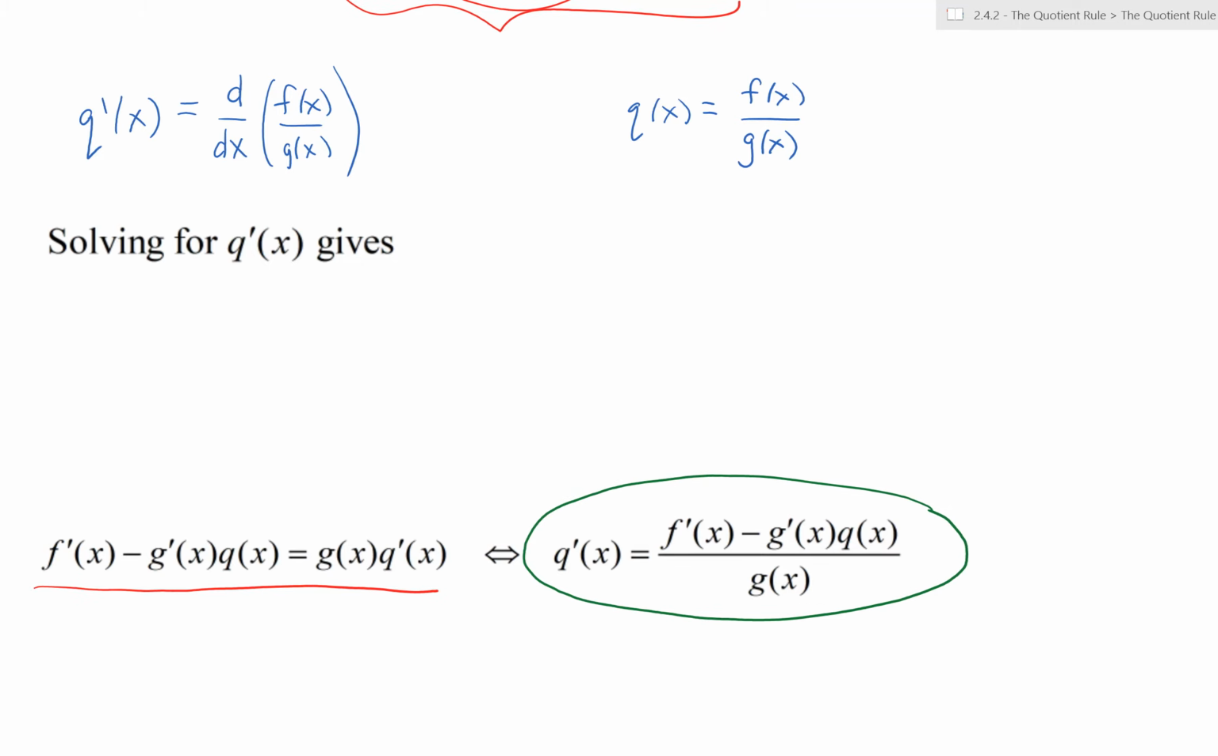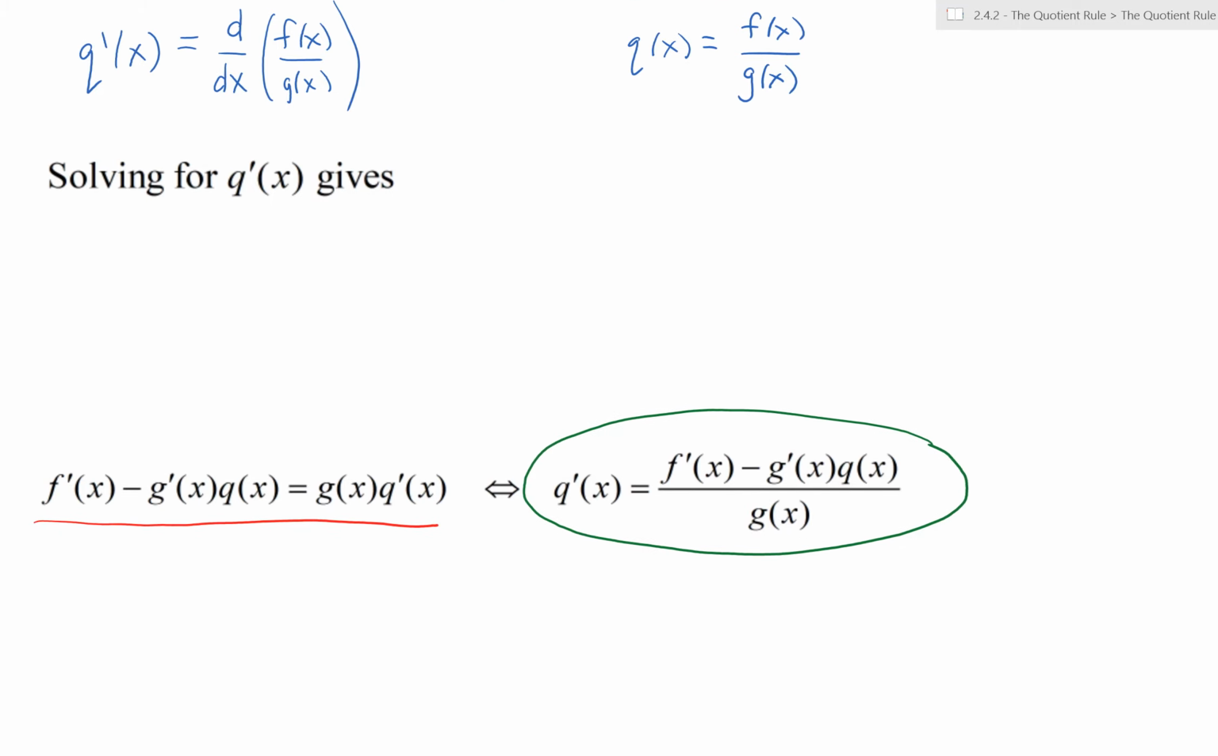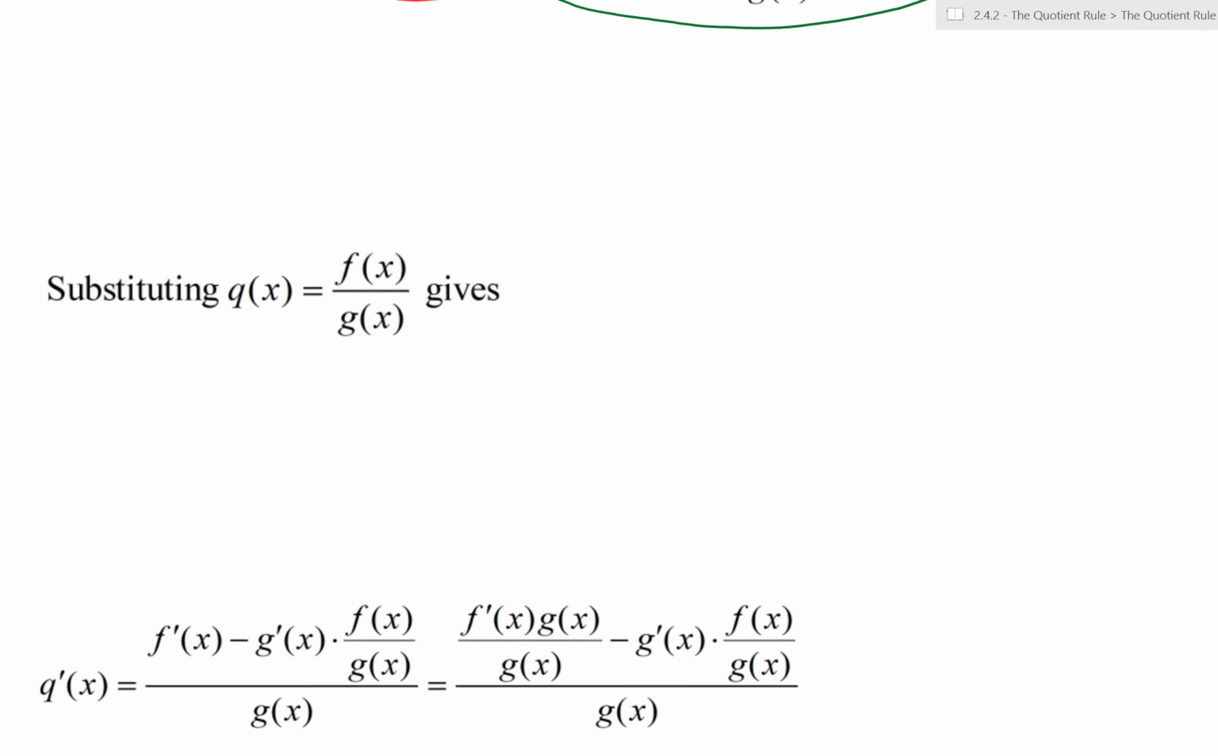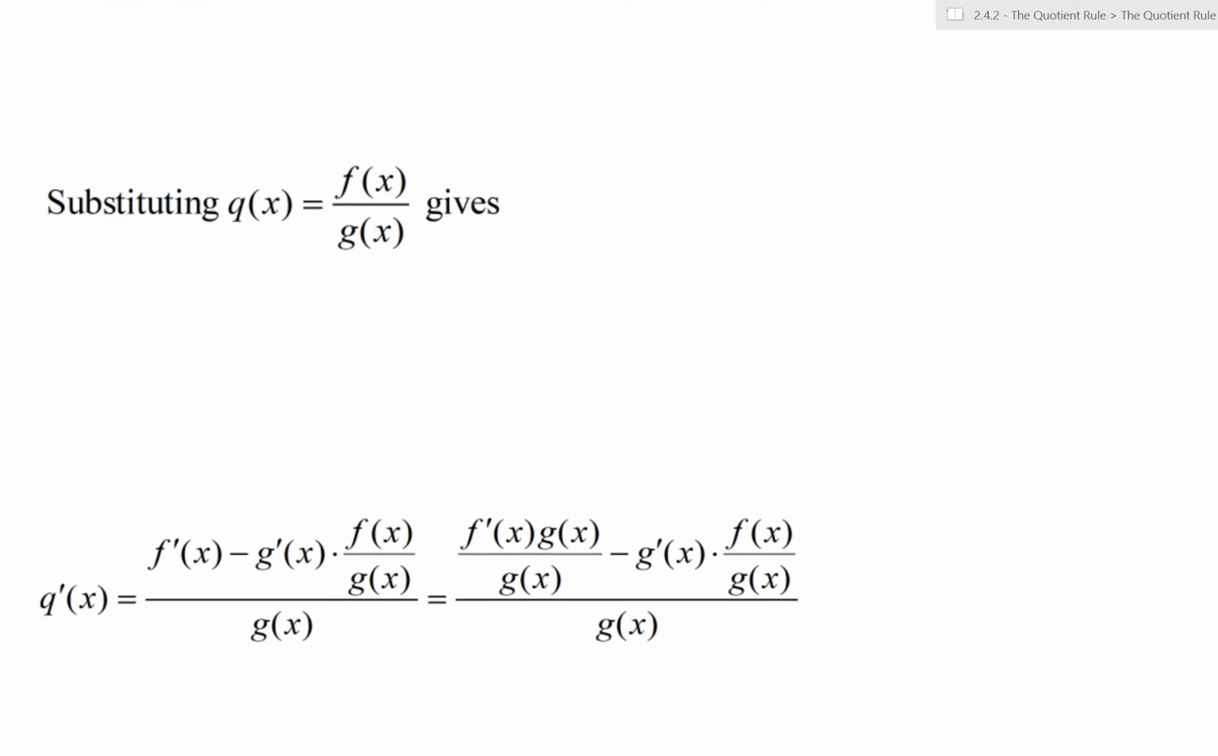So how does that help us? Because see, we have the formula now for q prime, but there's a q sitting in there still. We want this formula to be strictly in terms of f's and g's and their corresponding derivatives. So remember, q of x right up there, if we just substitute q of x with f of x divided by g of x, like so, gives us the following. So here's where that q of x was. I just replace it with f of x divided by g of x.